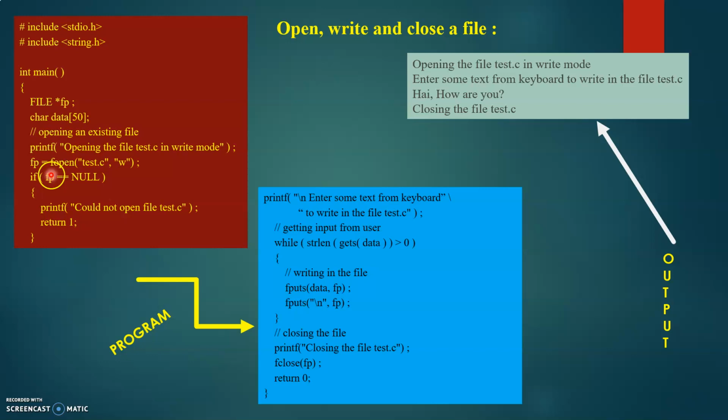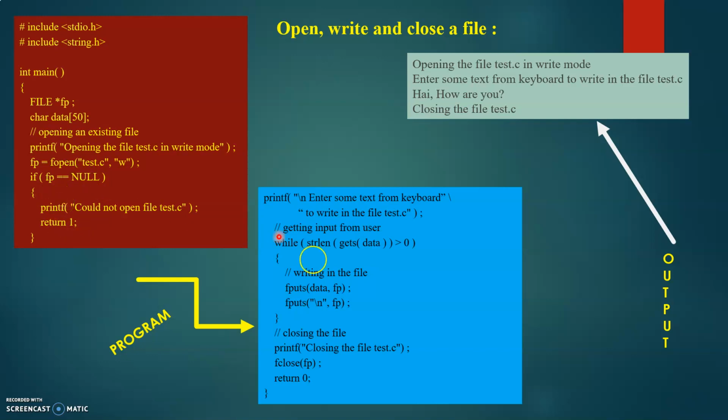Then, how will I open the file? fp is the file pointer, equals fopen, which means opening the file. The file name, .txt or .c, comma, and the mode, because we are writing something inside the file. Now if fp equals NULL, that means the file pointer is pointing to nothing, so it is an error. So it will return 1, which means it is a false statement.